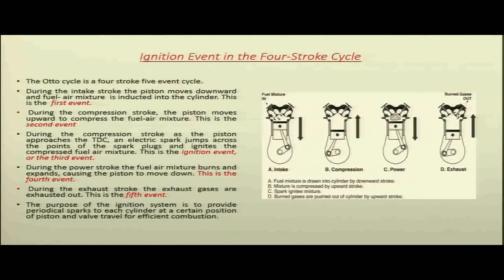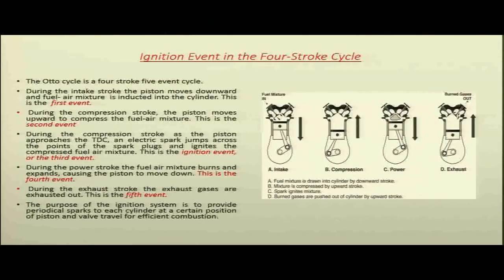Now, when the piston is moving up during the compression stroke, before the piston reaches top dead center, an electric spark jumps across the points of the spark plug and ignites the fuel air mixture. This is the ignition event or the third event. So, just when the piston is moving upwards on the compression stroke, just before the piston reaches top dead center, a spark jumps across the electrodes of the spark plug and the fuel air mixture in the cylinder gets ignited. This is your ignition event or the third event.